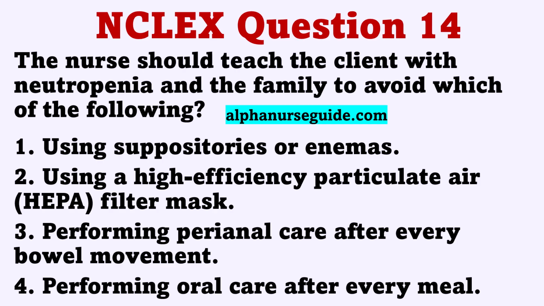The client with neutropenia is encouraged to wear a HEPA filter mask and to use an incentive spirometer for pulmonary hygiene. The client needs to know the importance of completing meticulous total body hygiene daily, including perineal care after every bowel movement, to decrease the flora at normal body orifices. The client also needs to know the importance of performing oral care after every meal and every 4 hours while awake to decrease the bacterial buildup in the oropharynx.